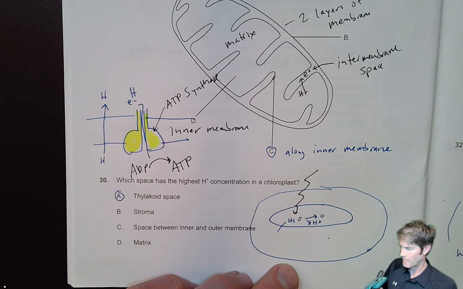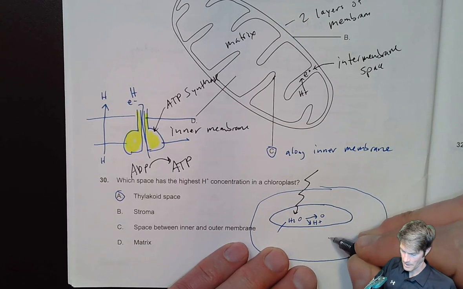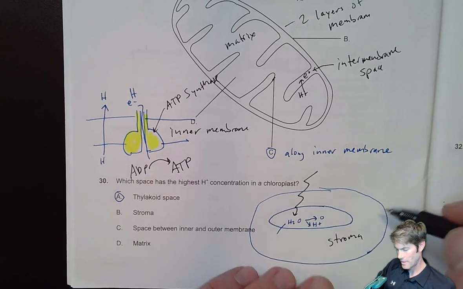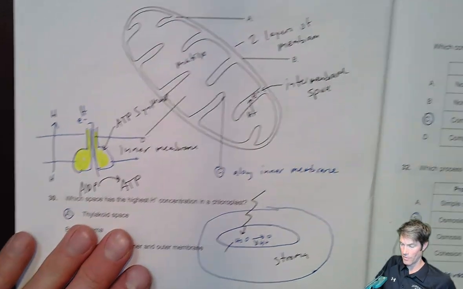Inside the thylakoid and then outside the thylakoid. And that area is called the stroma, outside the thylakoid. So we got inside the thylakoid and then outside the thylakoid in the stroma.